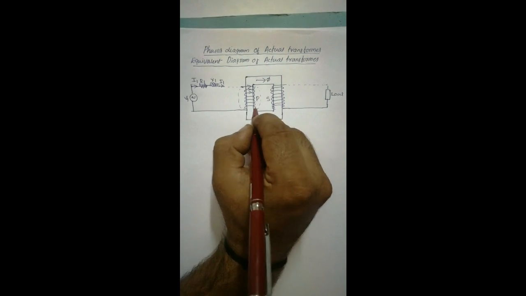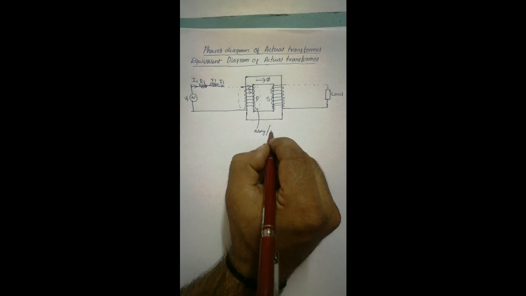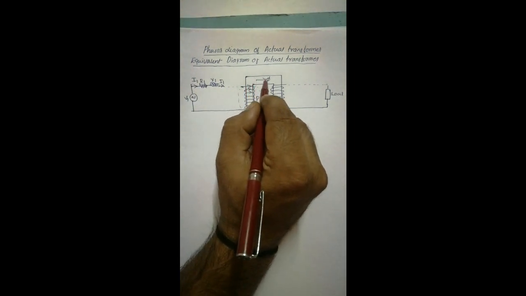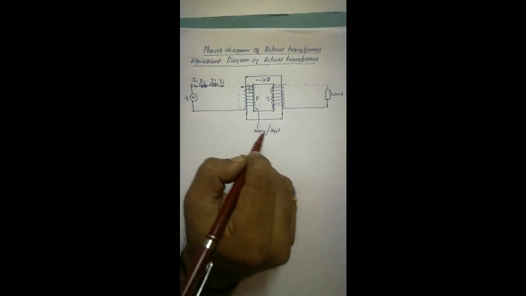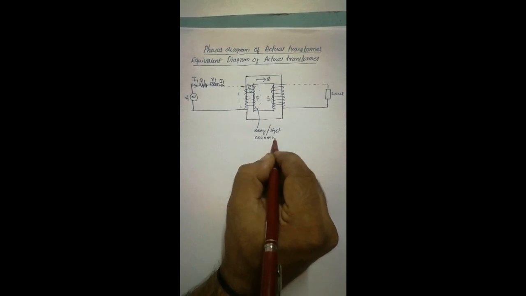There are mainly two losses: one is eddy current loss, another one is hysteresis loss. These are the two no-load losses. What is the meaning? Once we apply this current I1, it is utilized for generating the flux phi in the core. At the same time, some amount of current will be lost due to eddy current and hysteresis loss, or we can say it is a constant loss.